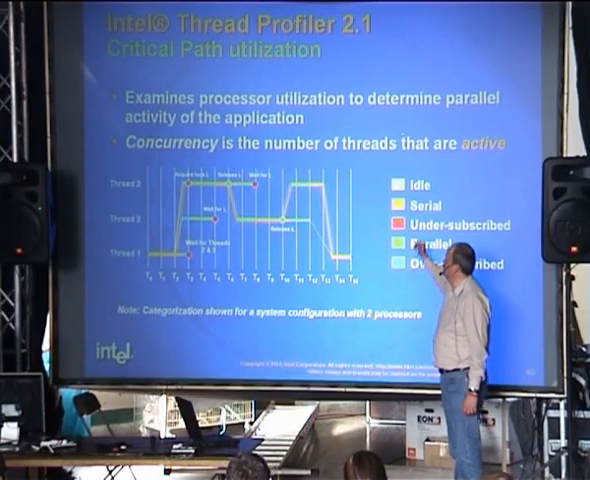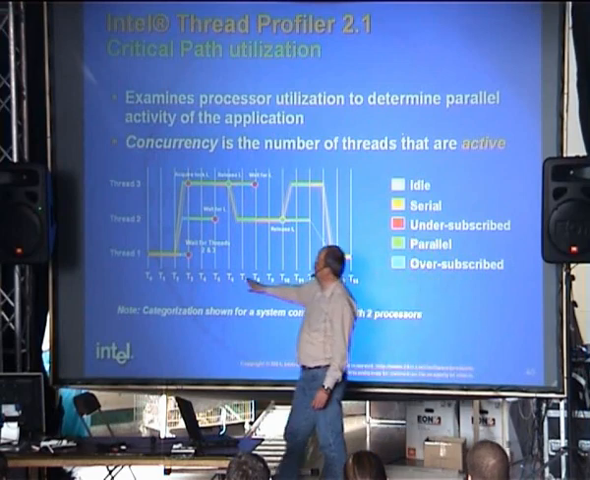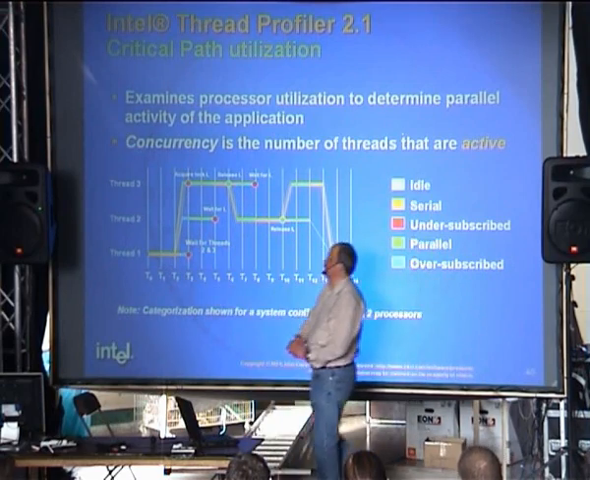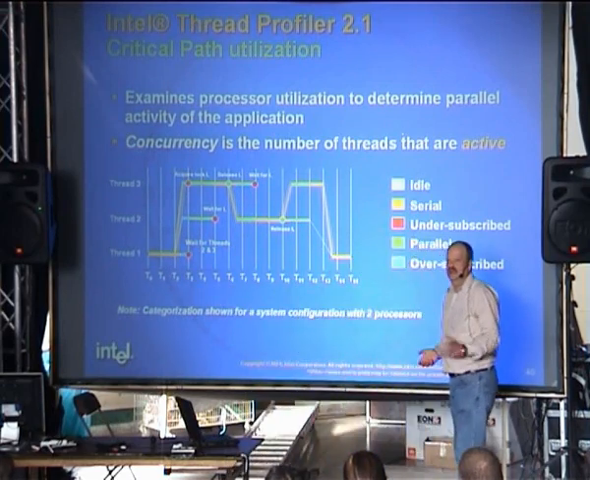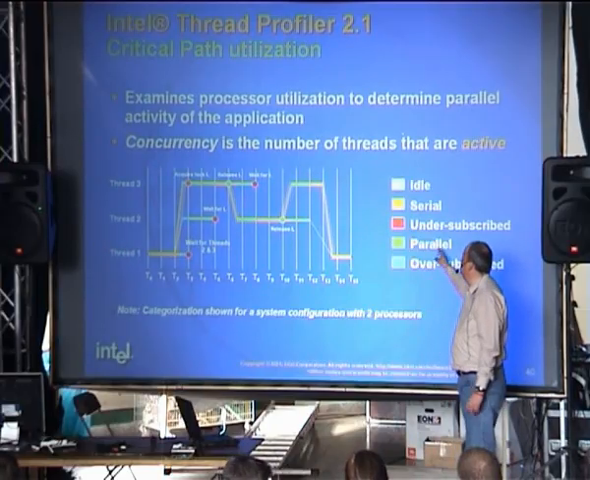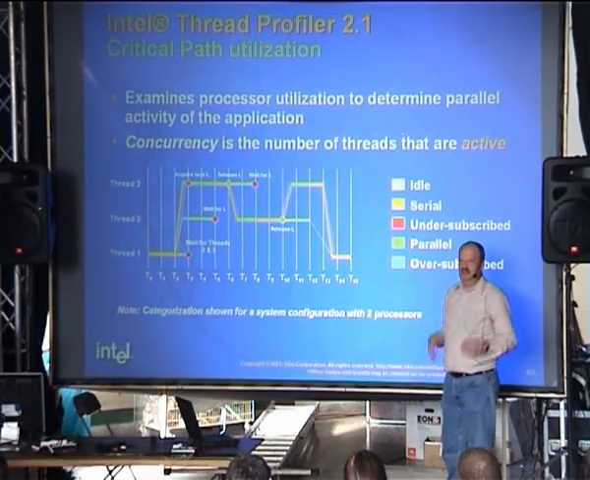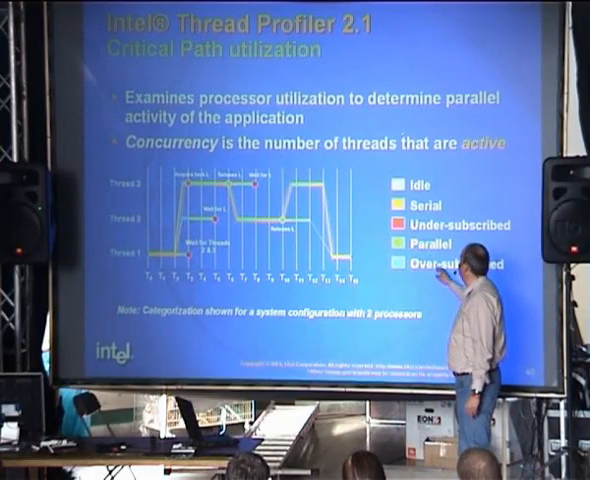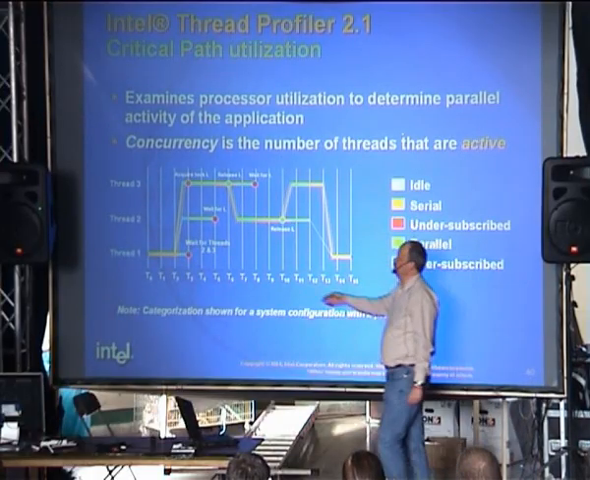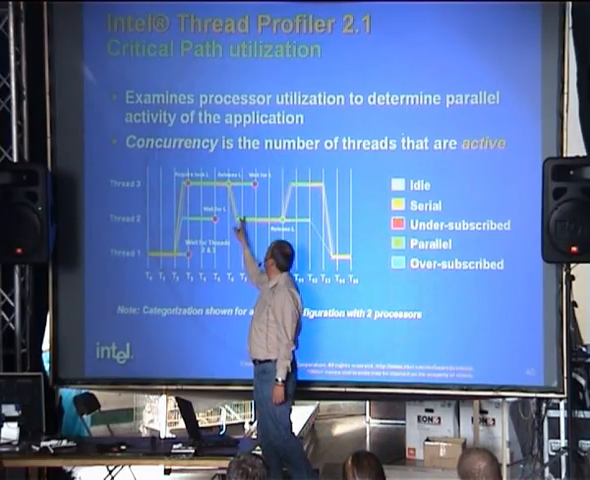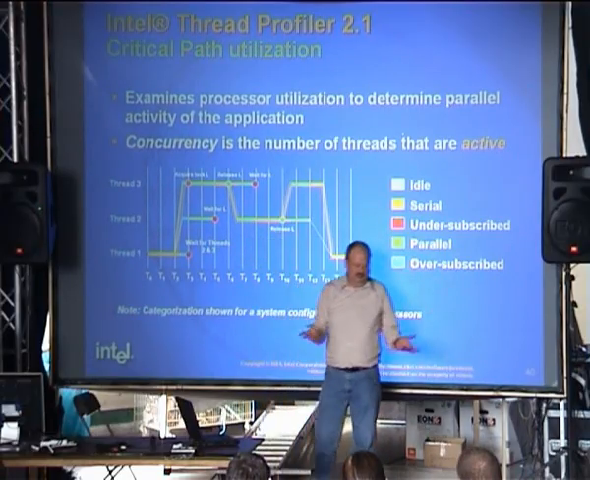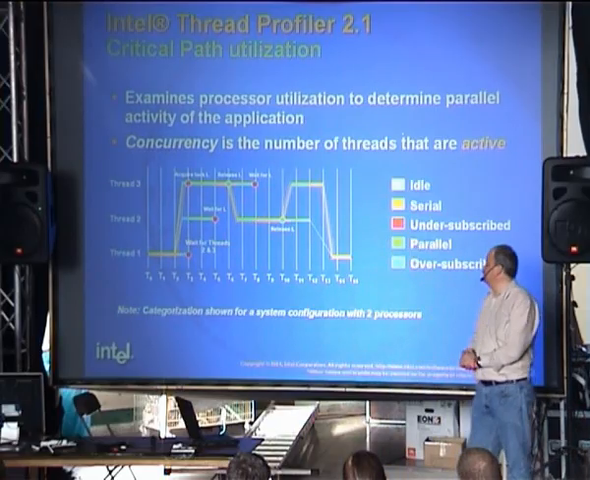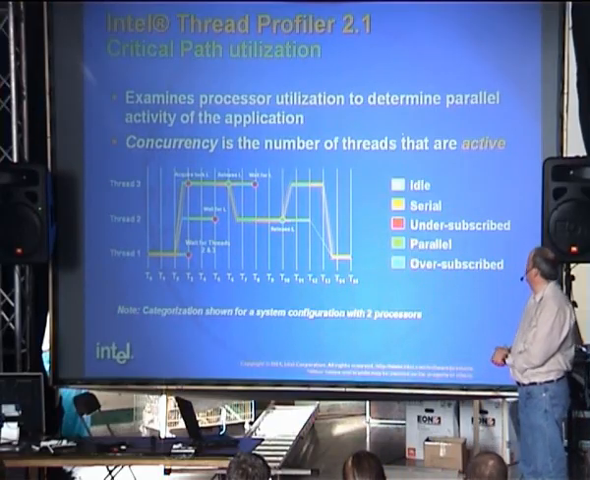So for example, the yellow serial: you see here a segment of your timeline where only one thread is running on a two-processor system, so this is not nice. So it's marked here by a special color, yellow. Then you have an area like, for example, green, which is very good. You have two threads running on a two-processor system. It's an optimal situation. That's what you would like to have all the time.